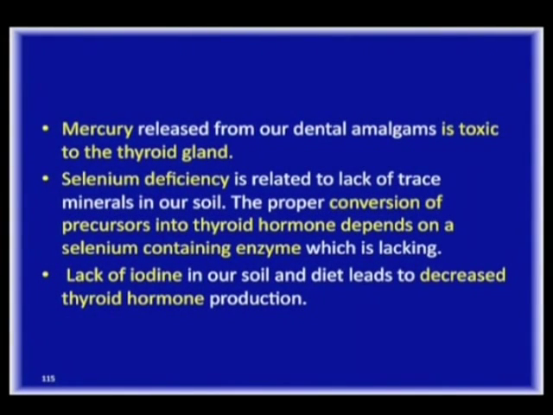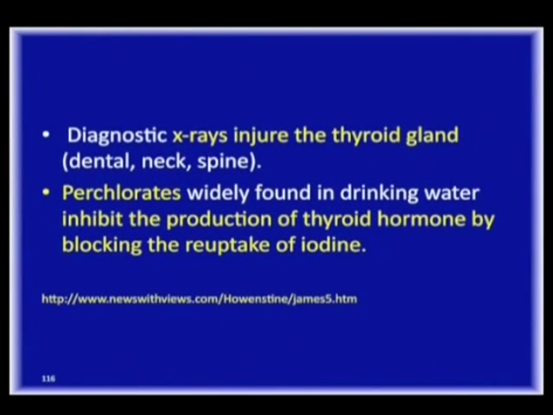Mercury, released from our dental amalgams, is toxic to the thyroid gland. Selenium deficiency is related to a lack of trace minerals in our soils. The proper conversion of precursors into thyroid hormone depends on a selenium-containing enzyme which is lacking. Of course, lack of iodine in our soil and diet leads to decreased thyroid hormone production. Diagnostic x-rays of the teeth, the neck, and the spine injure the thyroid gland. Perchlorates are widely found in drinking water, and they inhibit the production of thyroid hormone by blocking the reuptake of iodine.